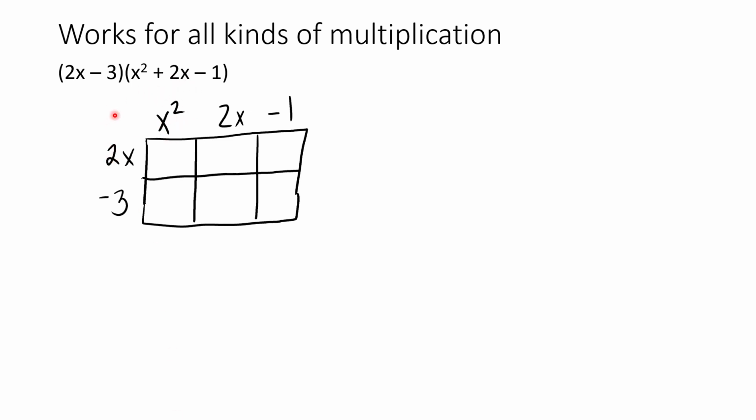You have a base and you have a height, and you're going to find each individual area and then add them up to get the product. So here we have 2x times x squared, which gives me 2x to the third. 2x times 2x would be 4x squared. 2x times -1 is -2x. And then we have another set of fairly simple multiplication. -3 times x squared is -3x squared. -3 times 2x is -6x. And -3 times -1 is +3.